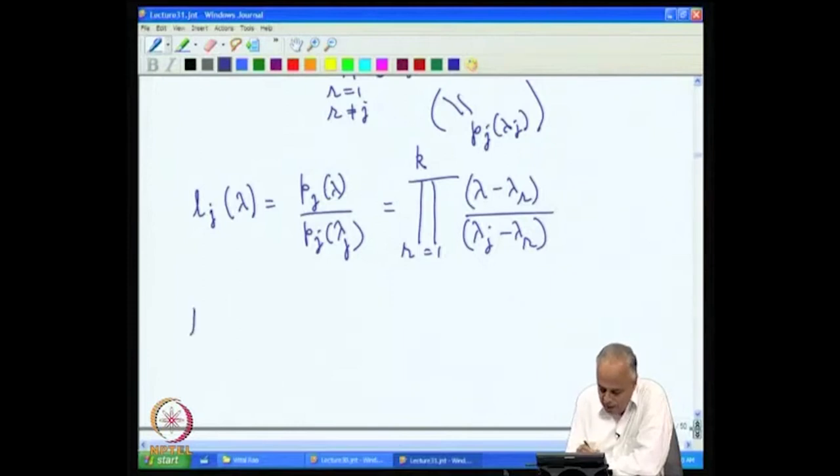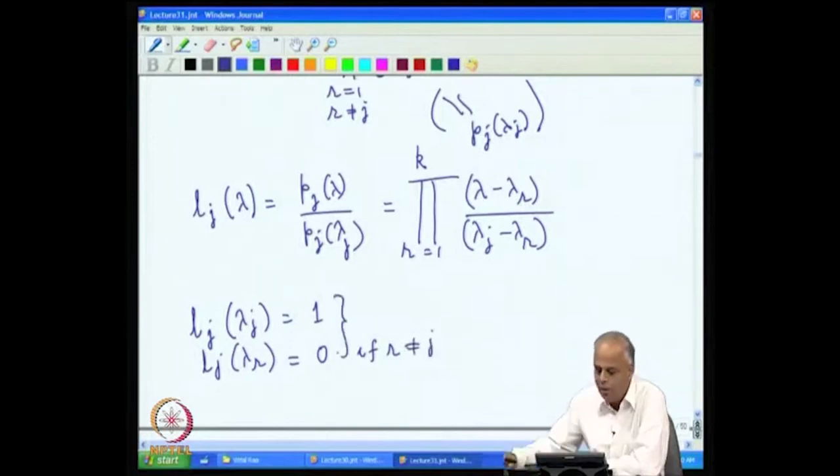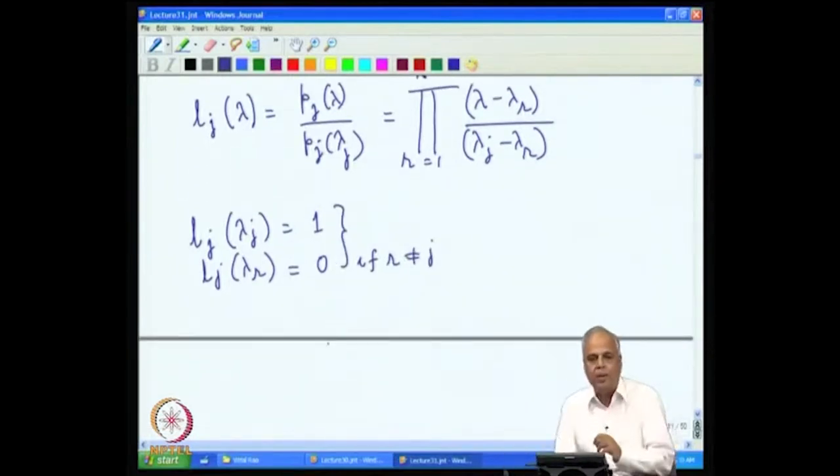And we find that L_j(λ_j) is p_j(λ_j) by p_j(λ_j), which from the definition is 1, and L_j(λ_r) is p_j(λ_r) by p_j(λ_j), but p_j(λ_r) is 0 if r is not equal to j. So L_j(λ_r) equals 0 if r is not equal to j. In other words, this L_j is a polynomial.